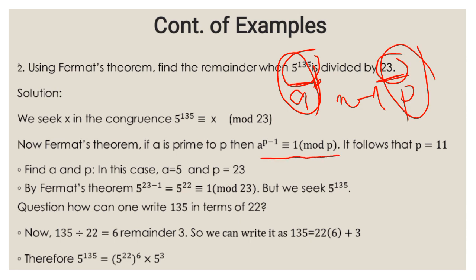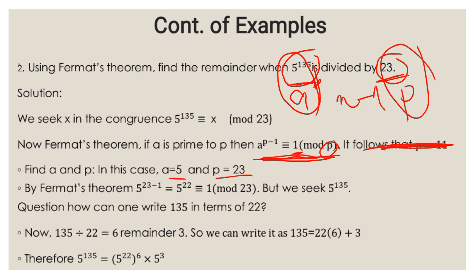It says that when A raised to the power P minus 1 is divided by P, it will give us a remainder 1. In our case, this is wrong. There's no P equal to 11. This is a copy and paste situation here, so we're not using that. So in our case, we now have that A is 5 and P is 23, as you can see on the screen. Okay, so we do exactly what we did before.